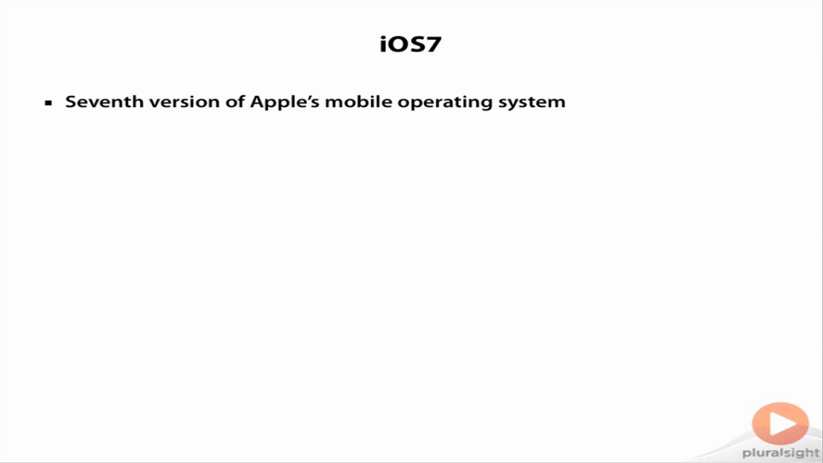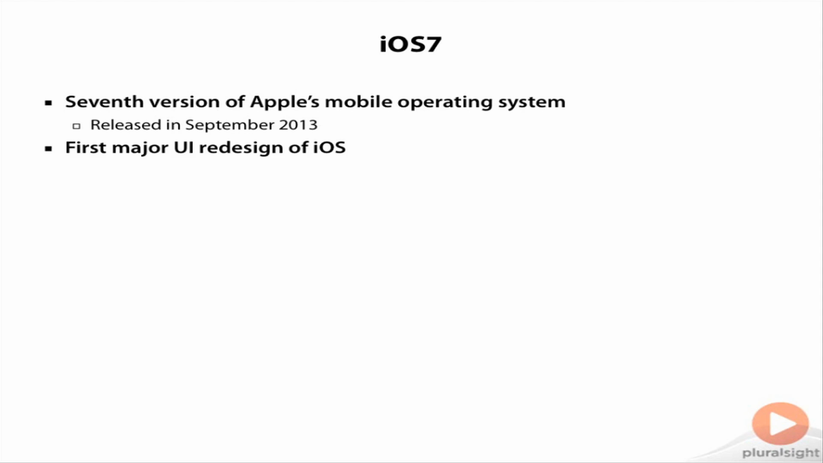So iOS 7, as the number indicates, is Apple's 7th version of their mobile operating system, mobile OS. It was released in September of 2013, and really it's the first major UI design change in iOS. The first version of iOS had app icons, Springboard, and of course only those built-in Apple applications. And as the OS progressed from iOS 1 to 2 to 3 to 4 to 5 to 6, there were of course minor UI changes.